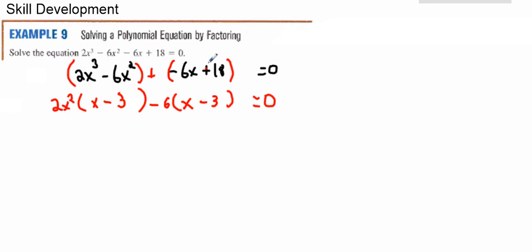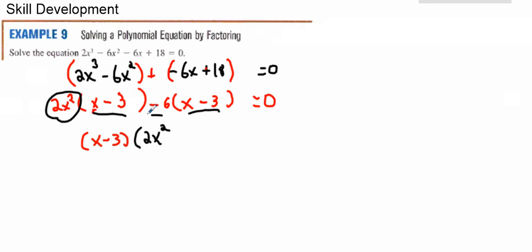After I grouped the first 2 terms and the second 2 terms and took the greatest common factor out of each set of parentheses, I'm now going to factor out the x minus 3. If we look at this, this is 2 terms. I have 2x squared times x minus 3 as the first term. The second term is 6 times x minus 3. What they have in common is the x minus 3, and that's why you wanted them to match. So I'm going to factor out the x minus 3, and I'm left with 2x squared minus 6, and that's equal to 0. Okay, that is factoring by grouping.